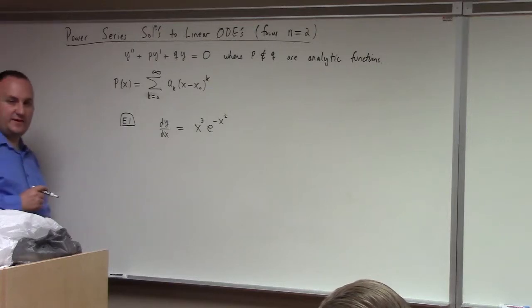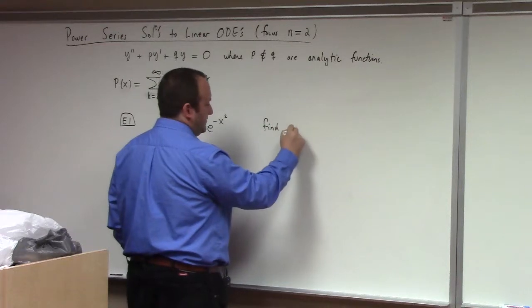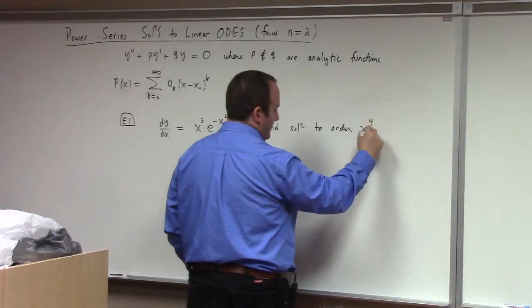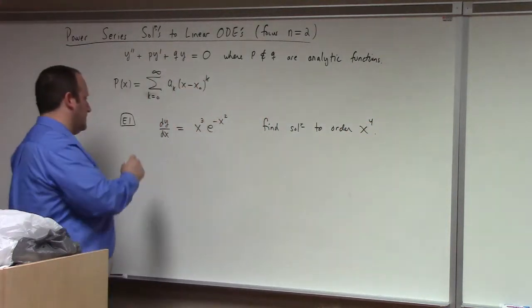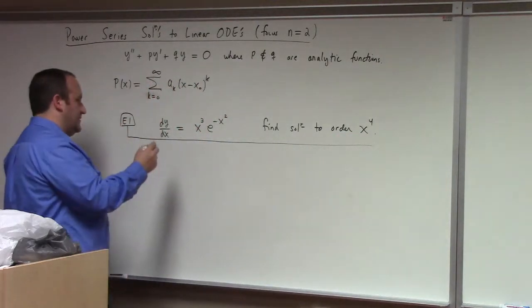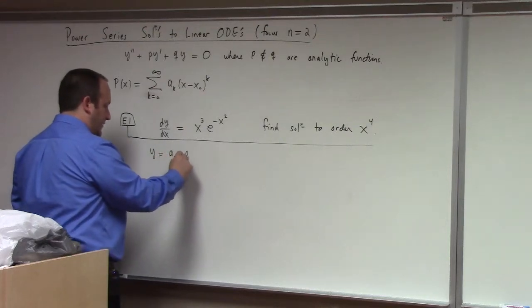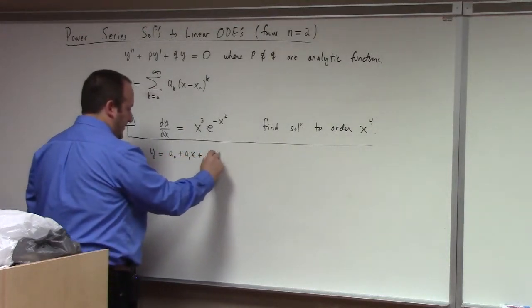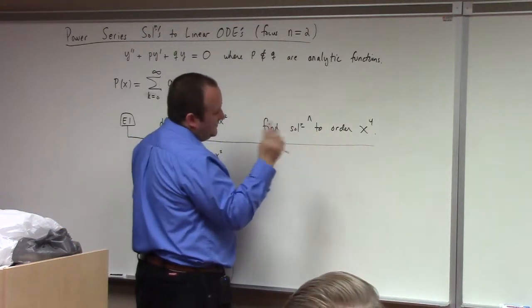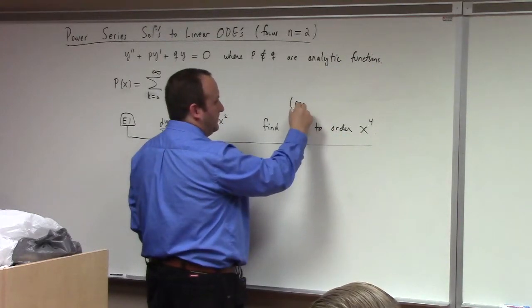Let's find the first three terms. Well, let's find the solution, rather, to order x to the fourth. So if we follow the method I did last time, we'd say y equals something like a naught plus a1x plus a2x squared. Excuse me, it's not ambiguous. If I say to order x to the fourth, that indicates that we're centered at 0.